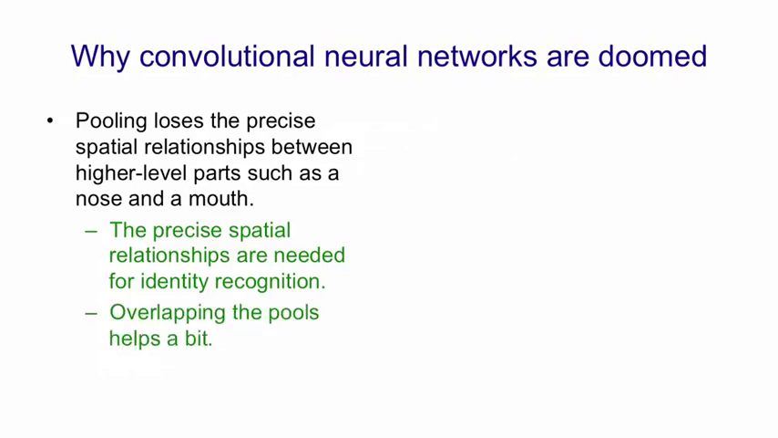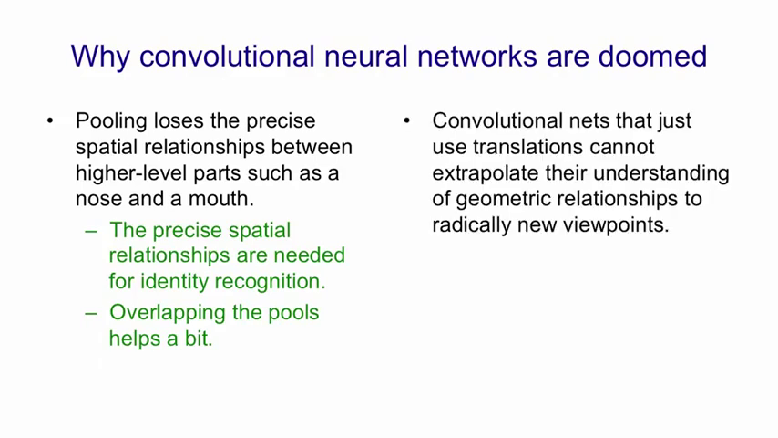If you overlap the pools, so that each feature occurs in several different pools, you retain more information about its position, and that makes things work a bit better, but I don't think that's the answer. A related problem is that convolutional neural nets that use translations to replicate feature detectors cannot extrapolate their understanding of geometrical relationships to radically new viewpoints, like different orientations or different scales. We could, of course, try replicating across orientation and scale, but then we get huge numbers of replicated feature detectors.